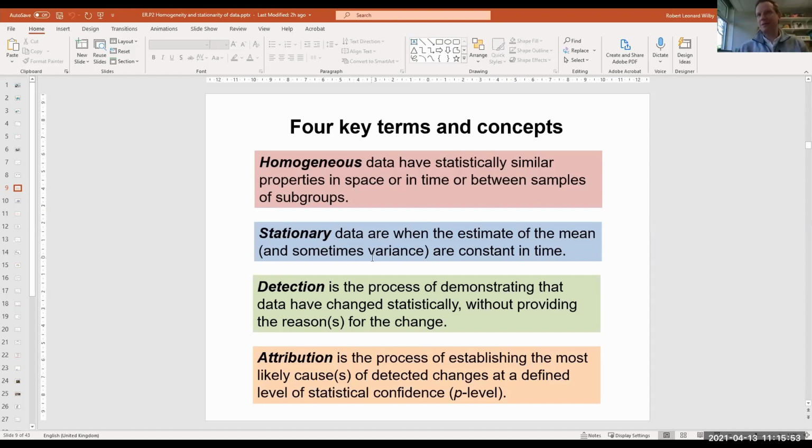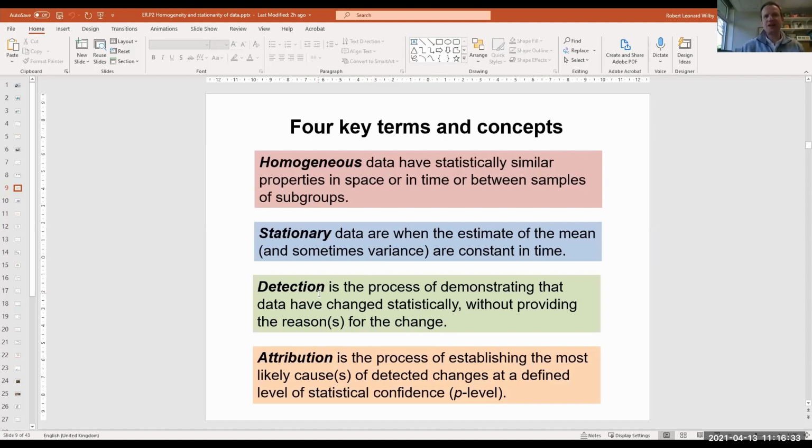And yesterday, Manfred gave some really nice formal definitions of stationary and non-stationary time series. In my simple worldview, it's a case of, is the mean and variance constant in time and space? And I'll show you some examples later on. And thirdly, there's this term of detection. Are we able to see or discern or find an underlying trend given very noisy data, dirty and imperfect data?